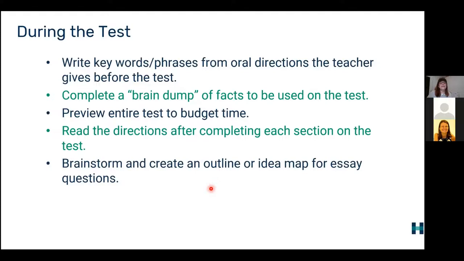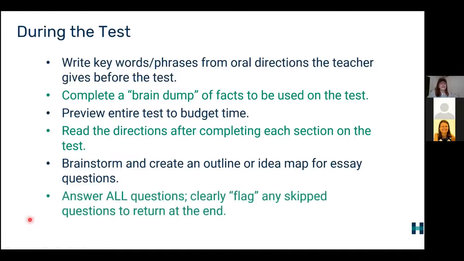Brainstorm and outline. Don't forget the brainstorming and outline with essays, just like you would on any essay. Don't just go right in and start writing, because you're going to wind up writing a lot more than is necessary. And answer all questions and make them legible.